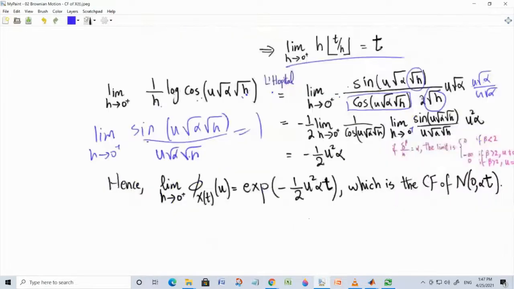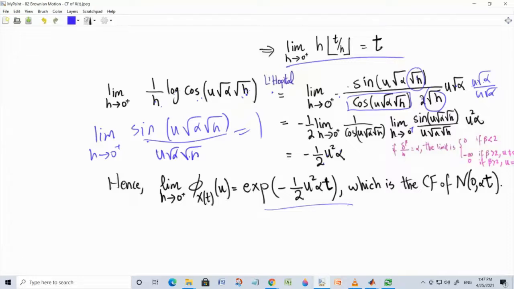So the characteristic function itself will converge to this function. And that's really cool. This is the characteristic function of a real valued Gaussian that has zero mean and a variance equal to alpha t.